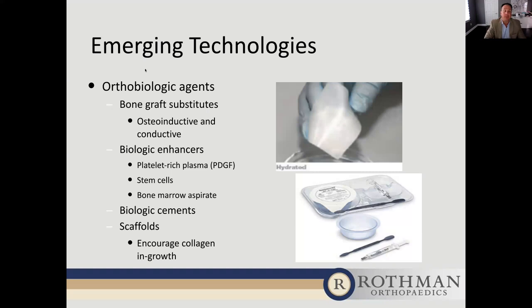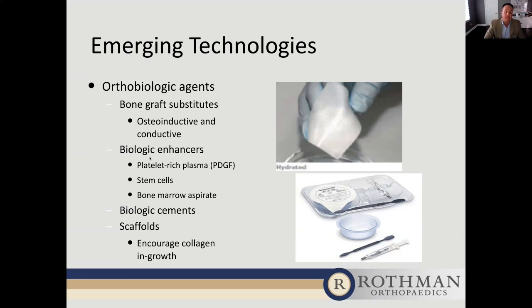So let's talk about some emerging technologies. We have orthobiologic agents. We have bone graft substances that we use a lot with our fracture work. We put some of that around or into the fracture to try to help it heal and induce it to heal. And it will be conductive. The materials are actually porous, just like real bone.